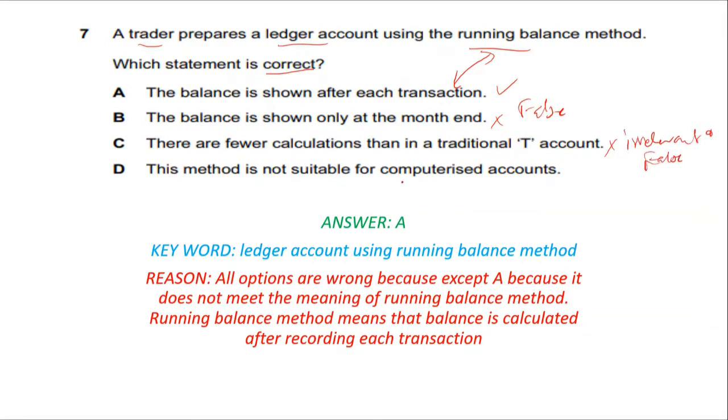This method is not suitable for computerized accounts. Again, this is actually more suitable for running balance method, because computing power is tremendously strong these days, so it can do quick calculations. So B, C, and D are wrong. Option A is the correct one. The balance is shown after each transaction. It matches the definition of running balance method. So option A is the correct answer.